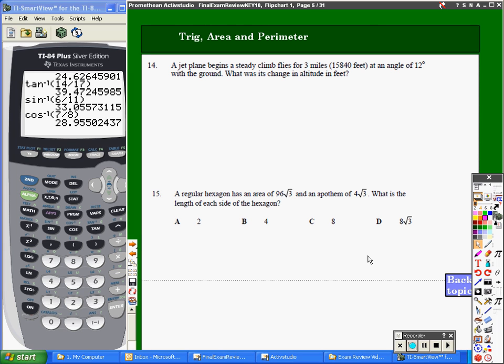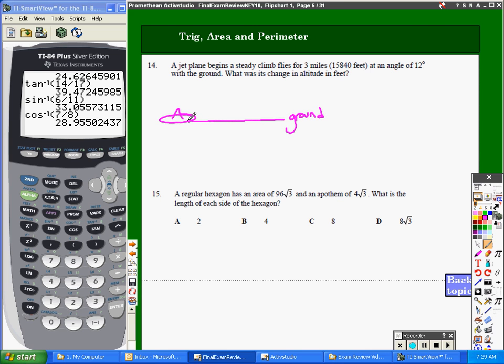Okay, problem number 14 is a word problem that's about right triangles. So we've got a jet plane that begins a steady climb and flies for 3 miles at an angle of 12 degrees with the ground. What was its change in altitude in feet? So I'm basically going to draw a little picture. We're going to start out with our plane. It's on the ground. Here's the ground.